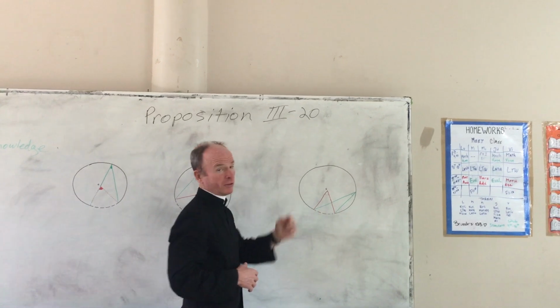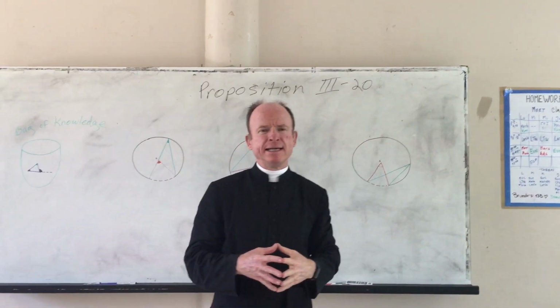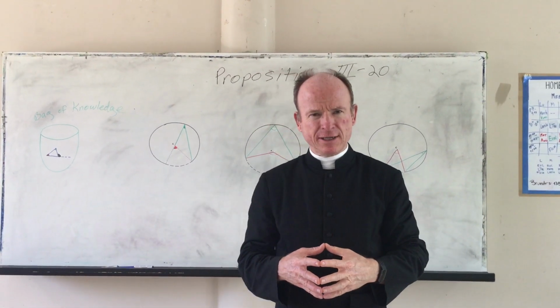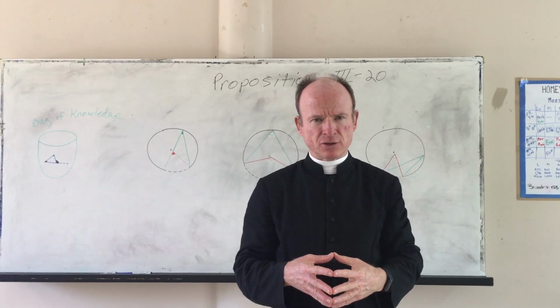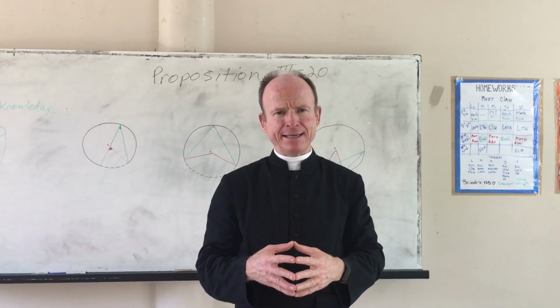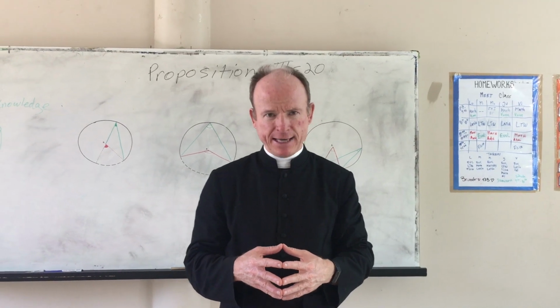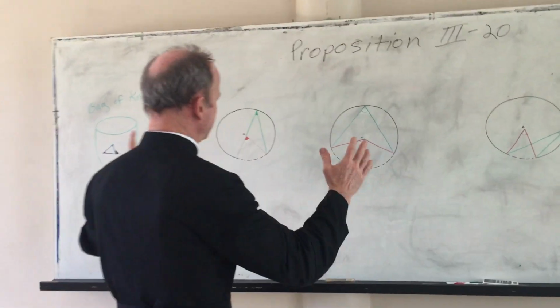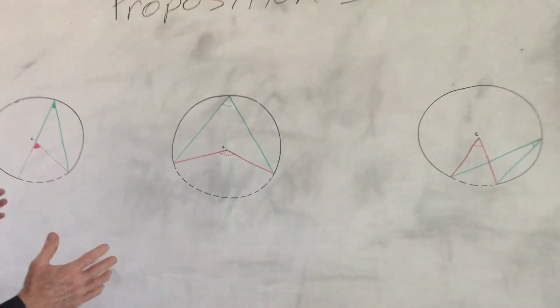Proposition 20 of Book 3. In a circle, the angle at the center is double the angle at the circumference when the two angles share the same circumference as base. Okay, we're going to have three possibilities. First let me try to explain the things.